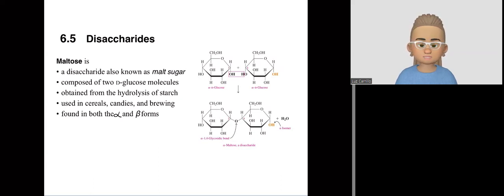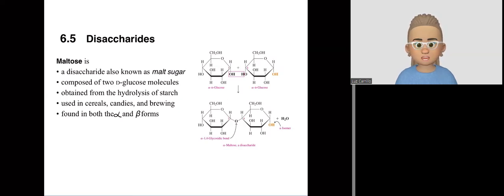Maltose is a disaccharide that is also known as malt sugar. It is composed of 2 glucose molecules. It is obtained from the hydrolysis of starch, and starch is a polysaccharide. It is found in cereals, candy, and is utilized in brewing in order to ferment it to make alcohol.